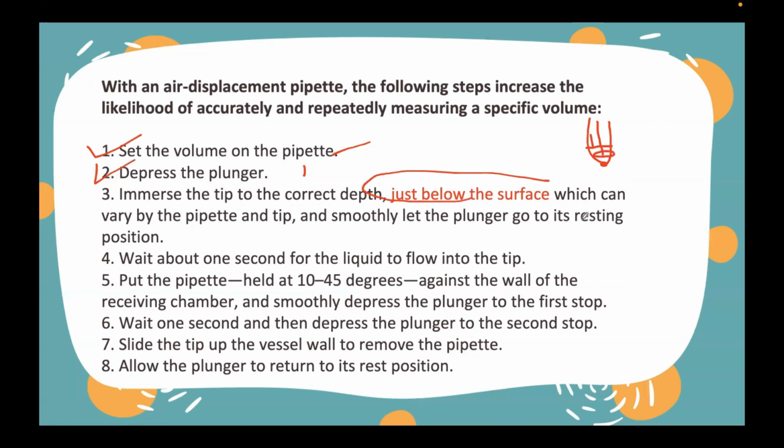Just below the surface, which can vary by the pipette and the tip, and smoothly let the plunger go to its resting position. Next, wait about 1 second for the liquid to flow into the tip. Put the pipette head at 10 to 45 degrees, pero sabi ng iba 20 to 45, pwede naman. So, ang gagamitin na lang po natin 10 to 45 para covered pa din niya si 20 to 45. Against the wall of the receiving chamber and smoothly depress the plunger to the first stop.